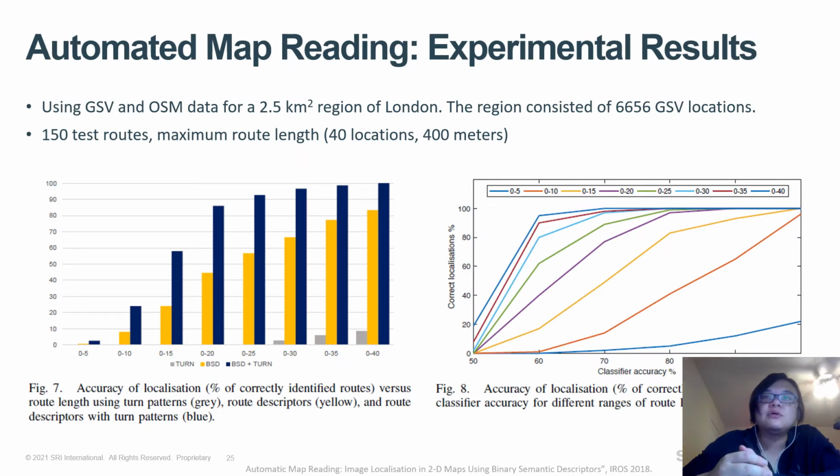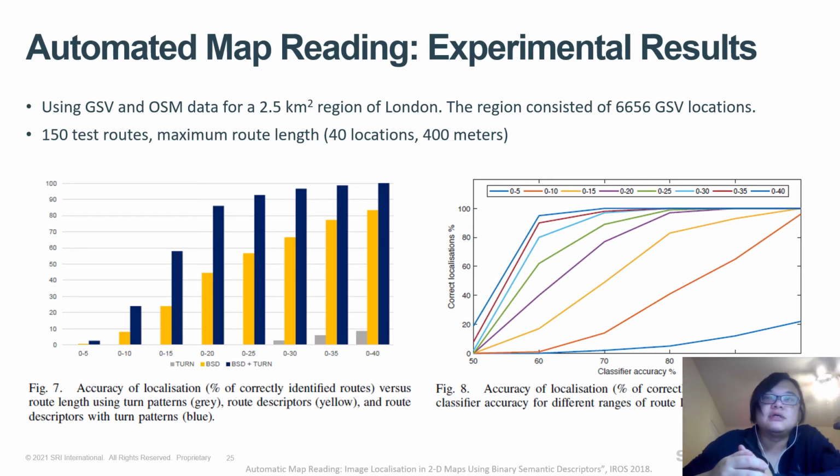The authors also created a large-scale dataset for experiments. The dataset includes both the ground street view and the OpenStreetMap data for a 2.5 square kilometer region. It includes more than 6,000 locations. It has 150 test routes, and each route can have at most 40 locations. That means 400 meters, because they sample the position every 10 meters.